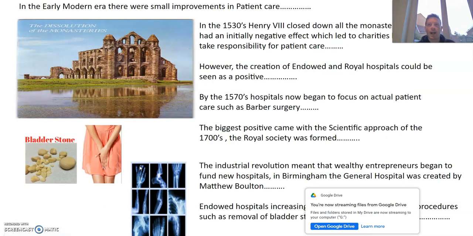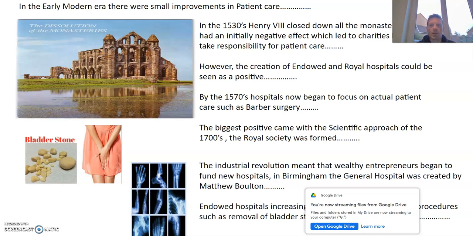Okay, now as we enter into the early modern era, one thing that really gets on my nerves is patient care actually takes a rapid move backwards because of Henry VIII closing down the monasteries. Now, obviously, the monasteries and the church were the only people that provided patient care. Now there's no one, which is a real negative backward step. And it takes about 200 years for this to turn around.